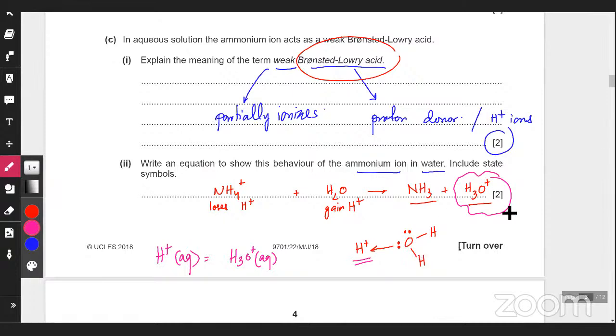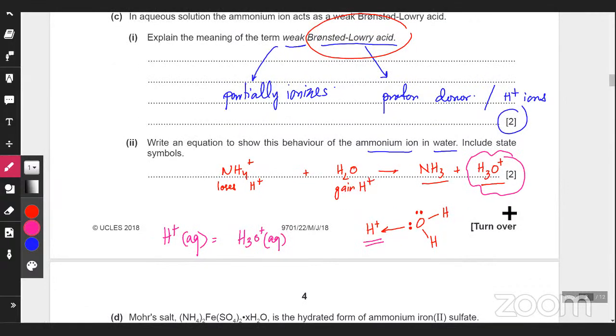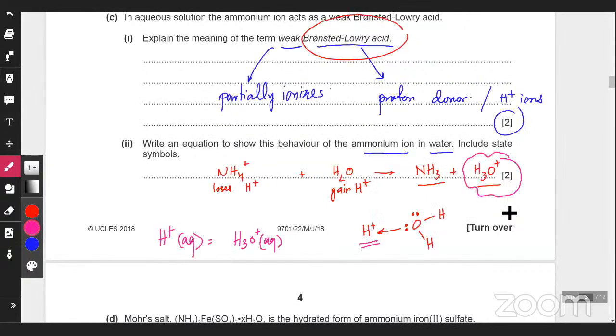Okay? Is this clear, Brad? Is this clear? Ethan, is this clear? Yeah. Yes.